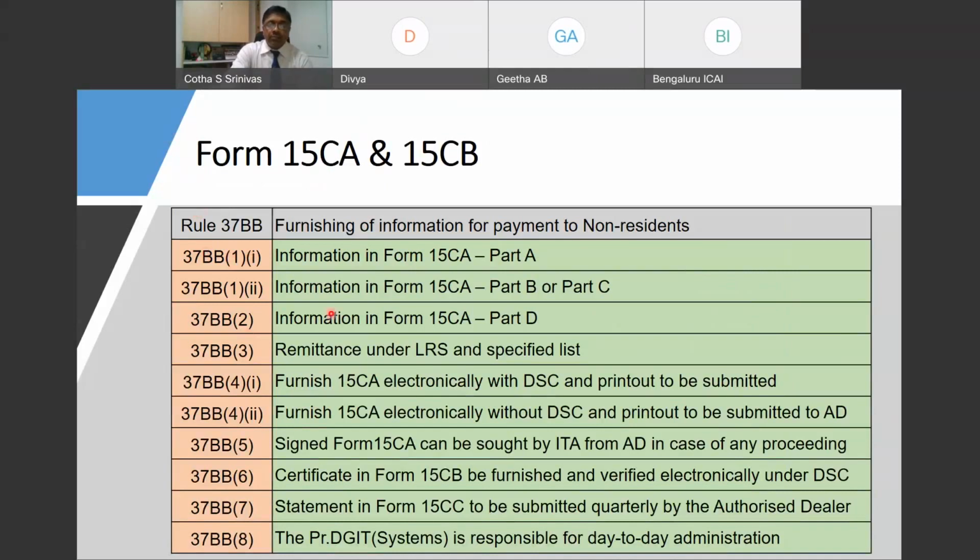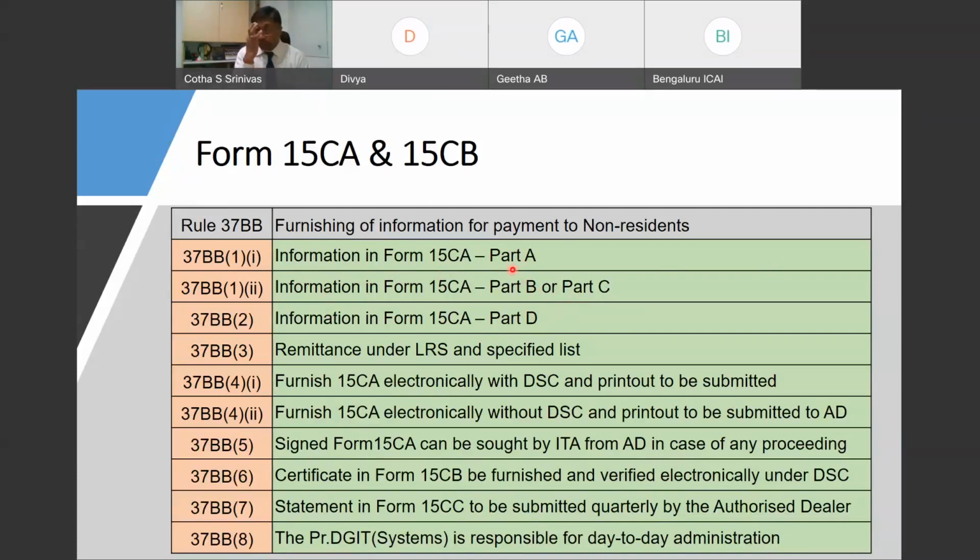37BB 1 and 2, and 37BB 2 talks about information in Form 15 CA. So any person, the deductor making payment to a non-resident, has to provide information in Form 15 CA. And there are 4 parts: Part A, Part B, Part C, and Part D. We have to understand when Part A will be applicable, when Part B, Part C, and Part D will be applicable.